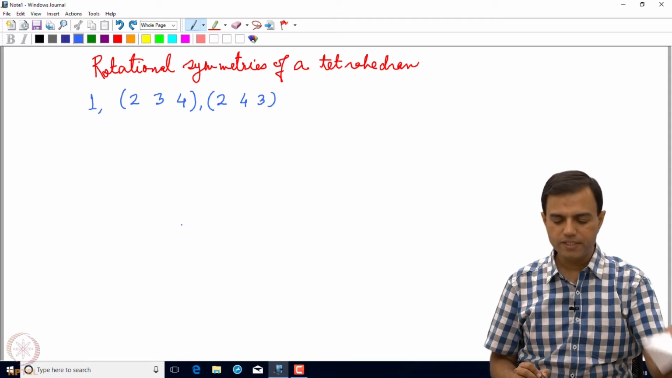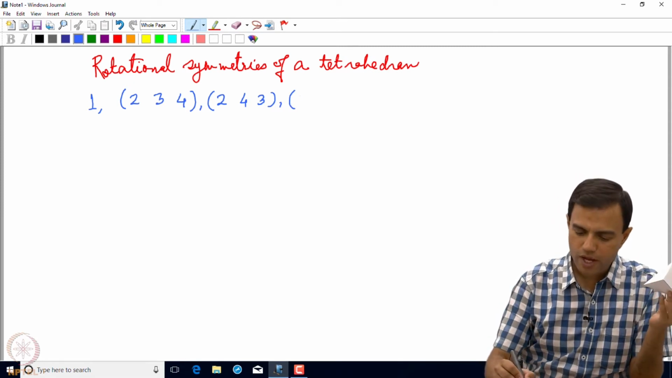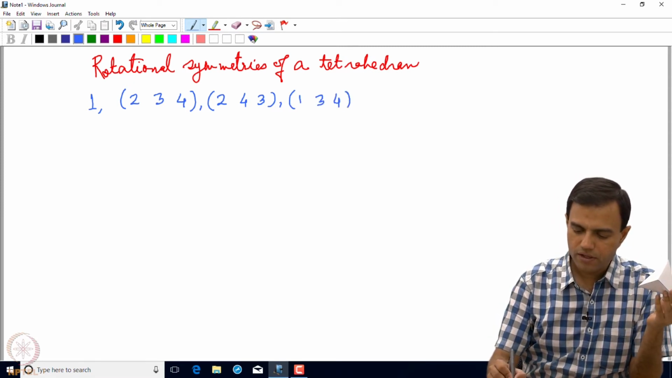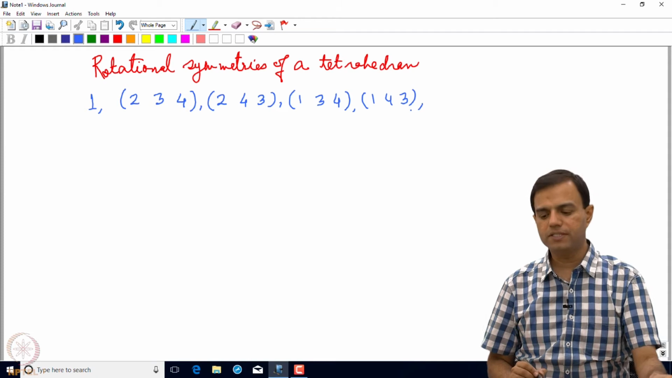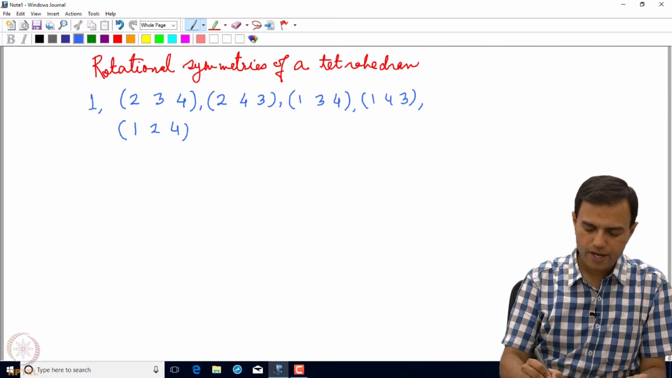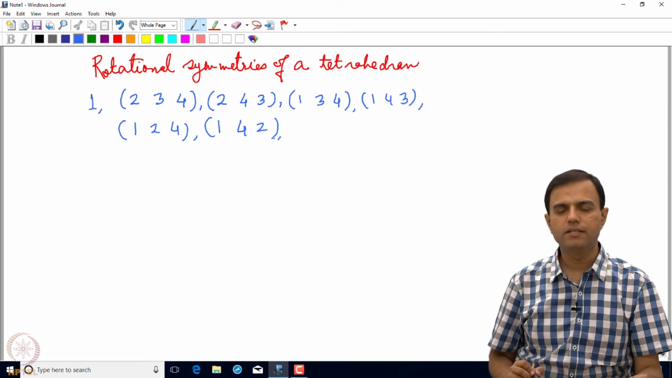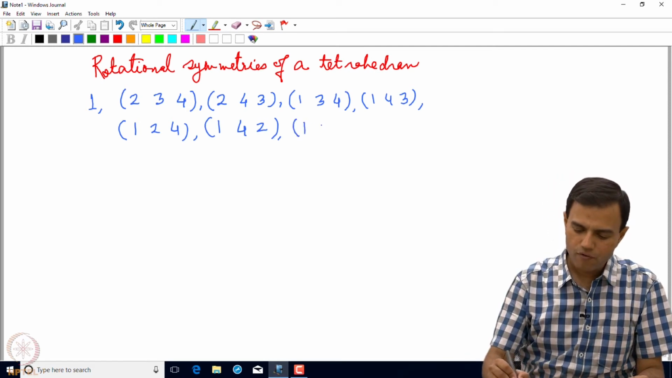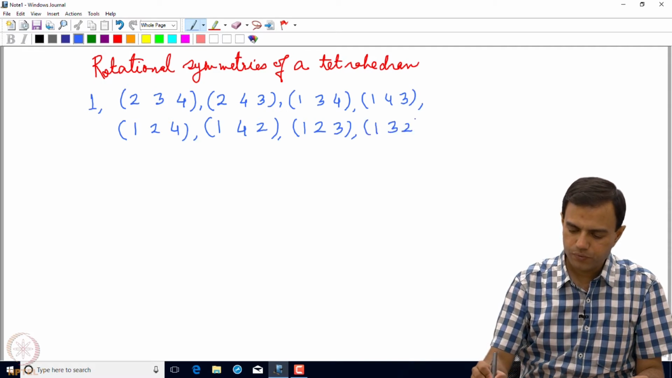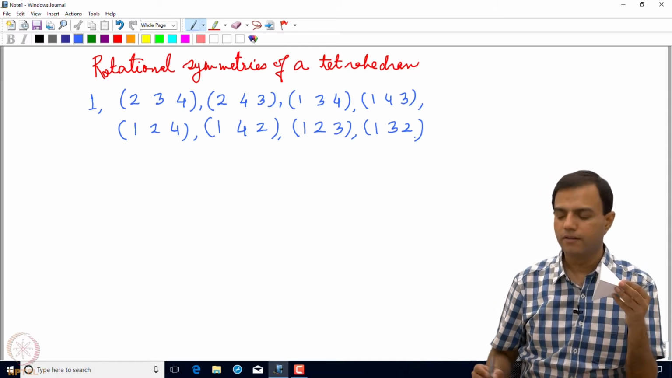Okay, so I have this, and then I can fix, say, vertex number 2. So I have (1 3 4) and (1 4 3). And then I fix other vertices, vertex number 3. So I have (1 2 4) and (1 4 2). And when I fix vertex number 4, I have (1 2 3) and (1 3 2). Is that all? Well, there are a few more.